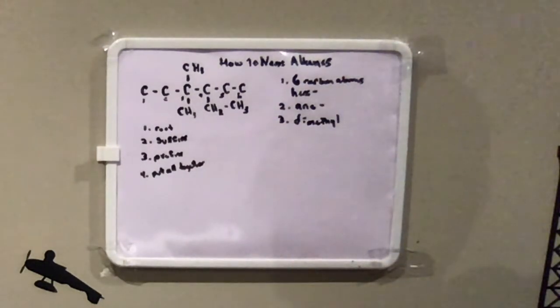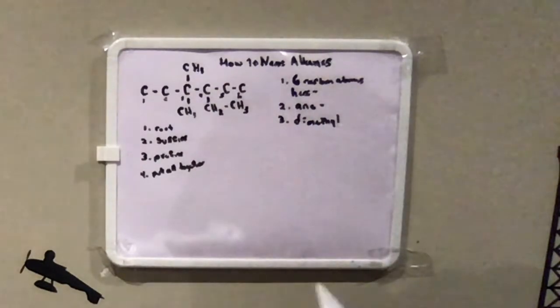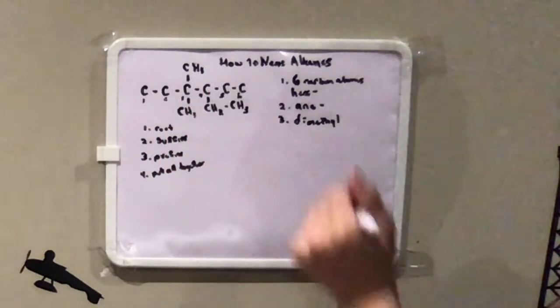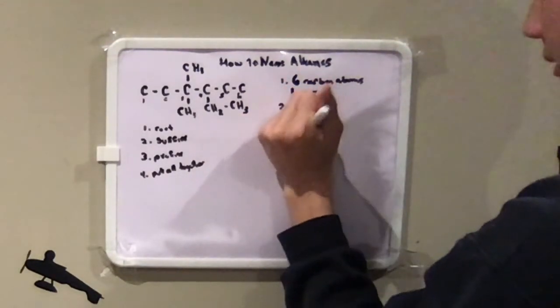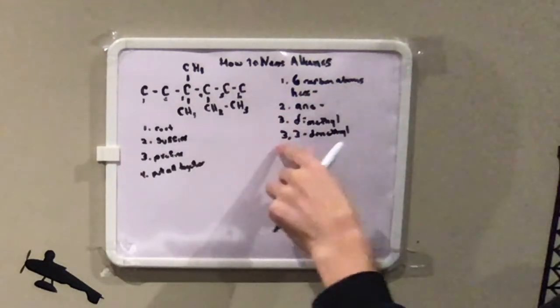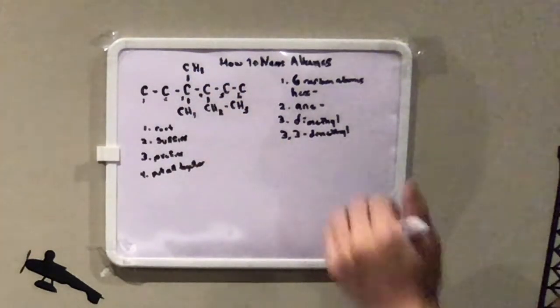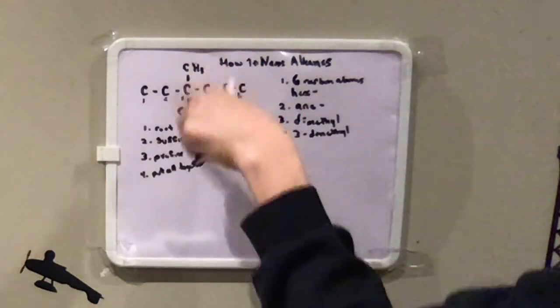So now we just have to state the carbon atom number it is on. So when it is on the 3rd carbon atom number, then we just write 3 dimethyl. We'd write 3 because they're both on the same 3rd carbon atom. So that would be the prefix for this one right here.